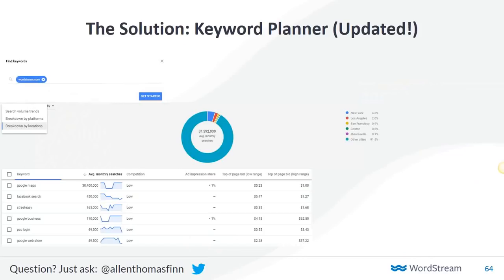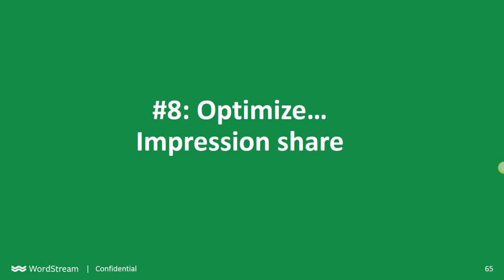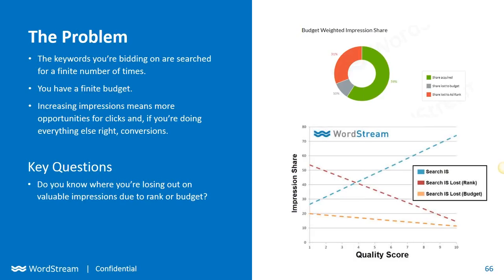The next thing we're going to talk about is search impression share. So basically, the keywords that you bid on are searched a finite number of times, and you have a finite budget. It's unlikely that your budget is going to cover every instance of the keywords you're bidding on being searched.